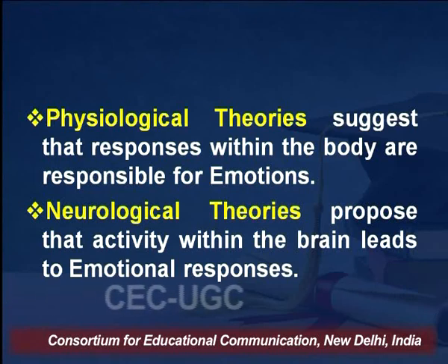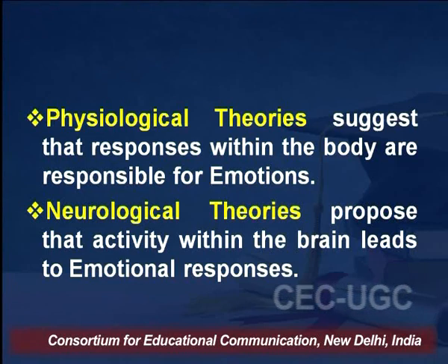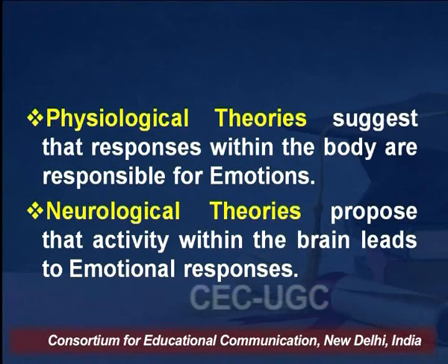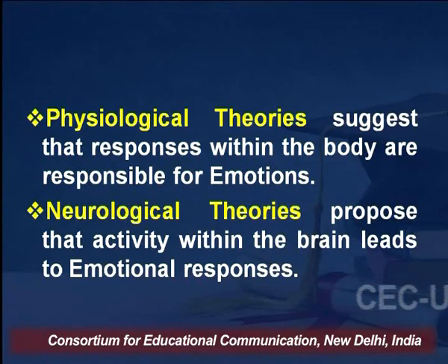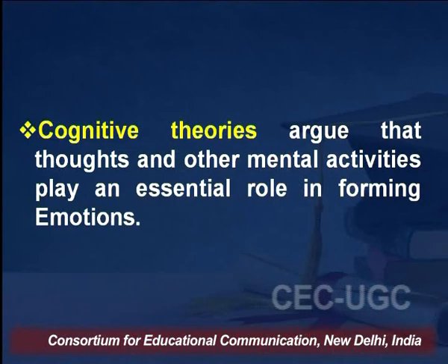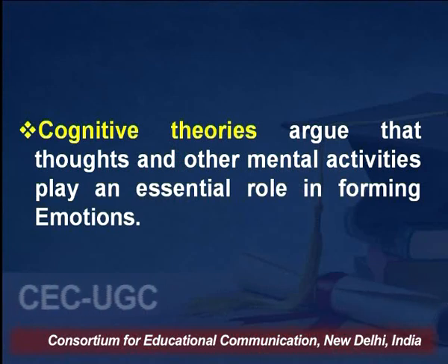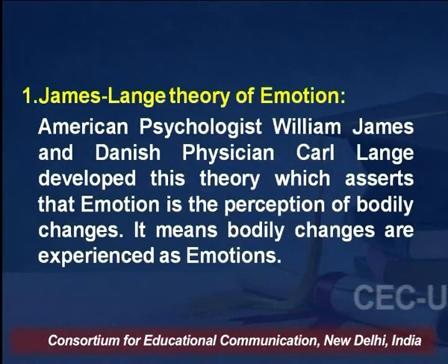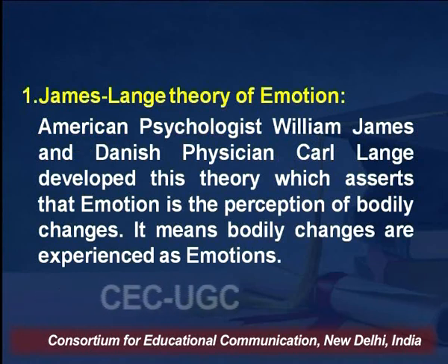They wanted to prove that these physical changes in the body bring about the emotion. The next are the neurological theories. These theories propose that activity within the brain leads to emotional responses: how the brain interprets the situation and events, and then emotions take place. In the third, the cognitive theories argue that thoughts and other mental activities play an essential role in forming emotions. We will discuss them one by one. First comes the James-Lange theory of emotion.